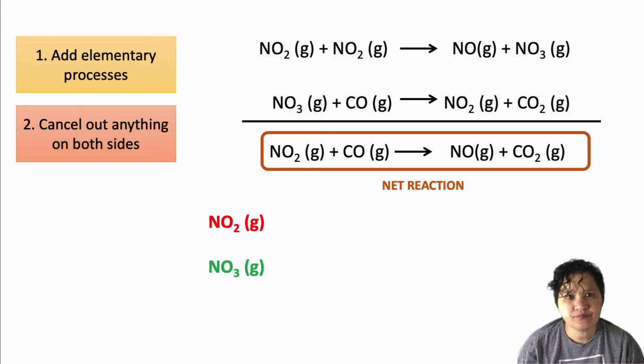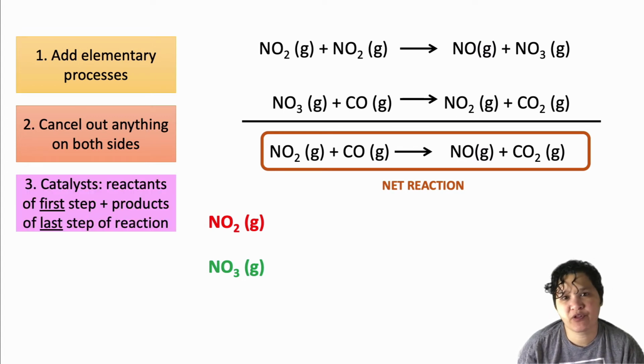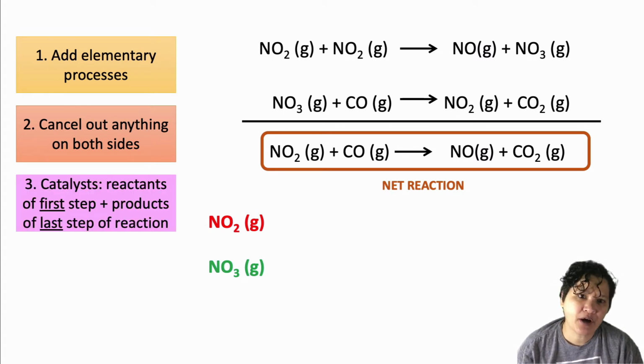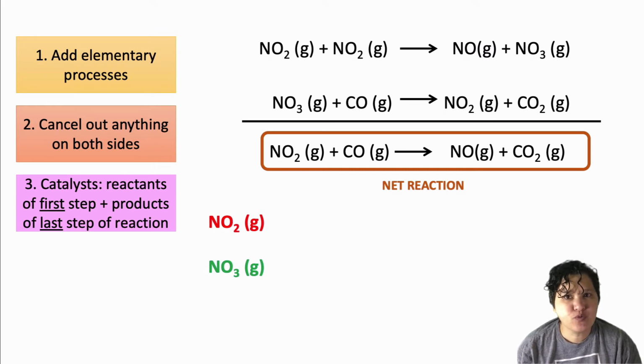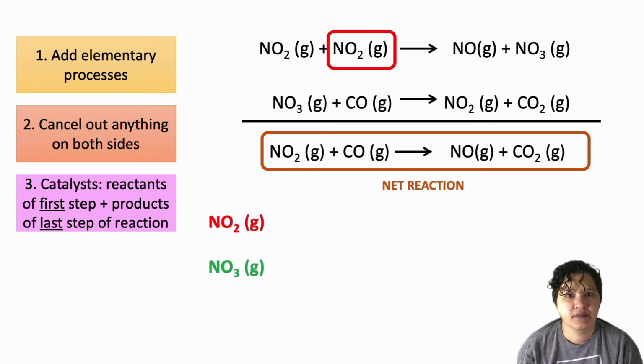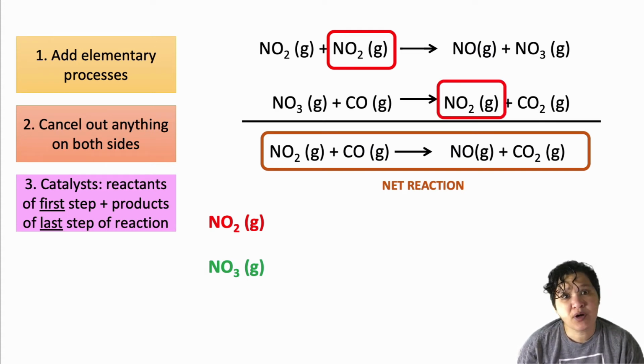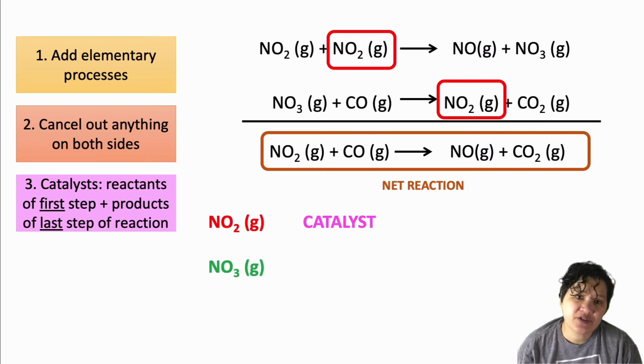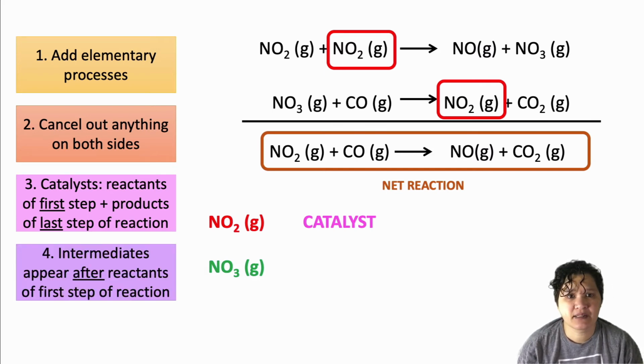So catalysts are anything we find in both the reactant side of the first step and the product side of the last step. Do we have anything like that? We do see NO2 in the reactants in the first step, as well as the products of the last step. So NO2 in this case is a catalyst.